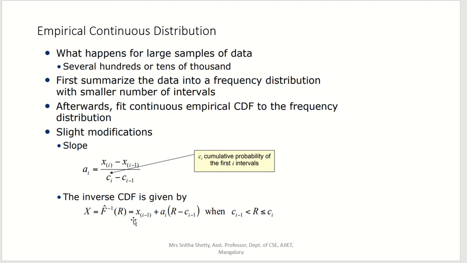Here x is in the interval starting at x_{i-1}, and R is the given random number. c is the cumulative distribution function, and a is the slope. Look at the range, which runs from c_{i-1} to c_i. You'll understand this when you look at the problem, so let's look at the problem.